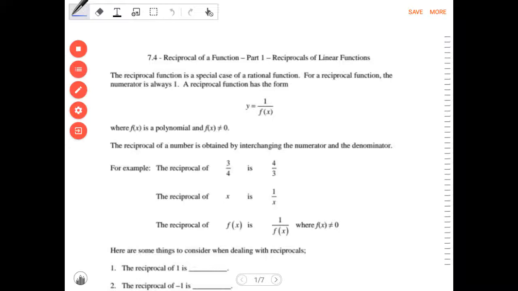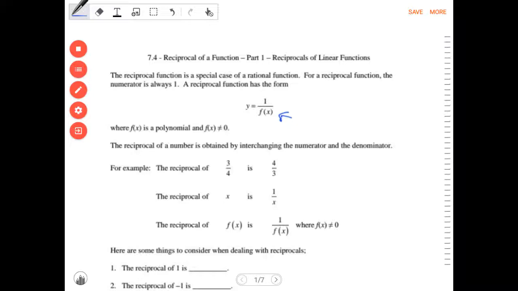Anyways, a reciprocal function is a special case of a rational function. Remember, a rational function was a polynomial fraction, so it had a numerator and denominator. For a reciprocal function, the numerator will always be 1, and it's going to take the form y equals 1 over f of x. Remember, f of x is just a function, some kind of polynomial, and f of x can't be 0. You are never allowed to divide by 0, so this f of x bit cannot be 0 ever.